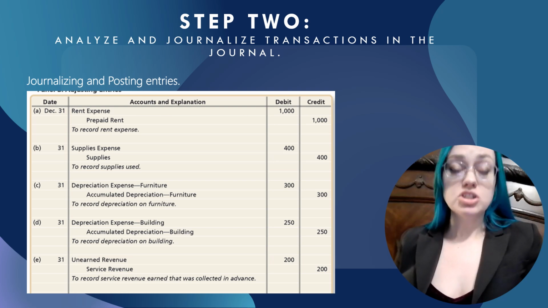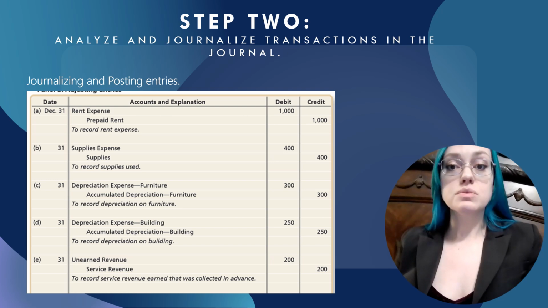The explanation says to record service revenue earned that was collected in advance, which means the company performed a service or incurred revenue without collecting money up front, and this adjusted entry was made when the money was collected.